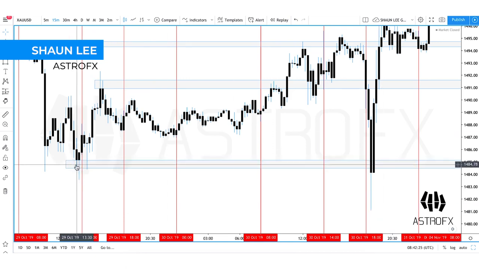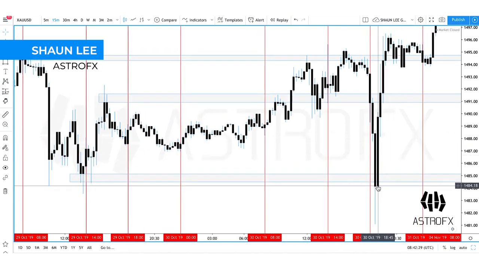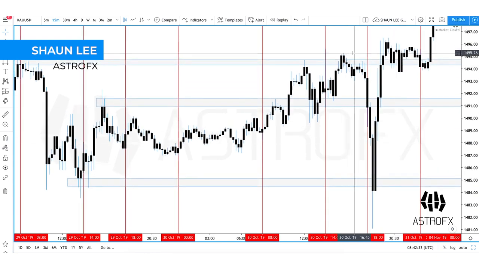but we also retest the area here, which is the London low, and look what happens straight afterwards. Price comes all the way back up. So there's going to be traders here going short on gold.